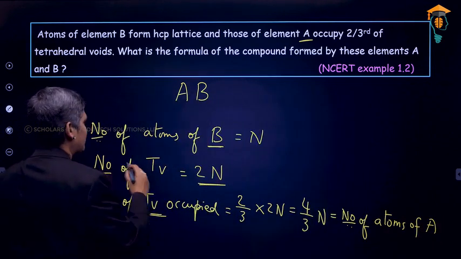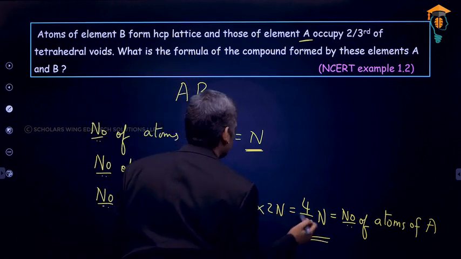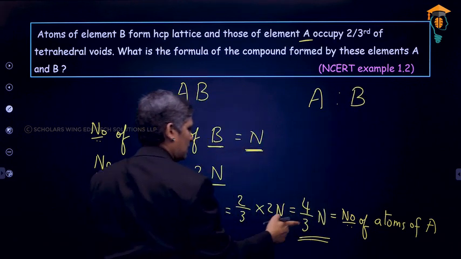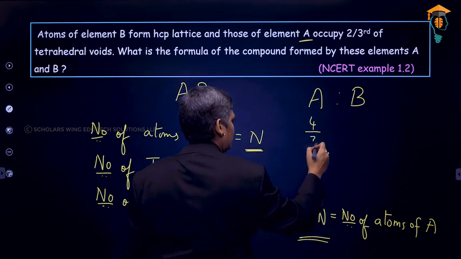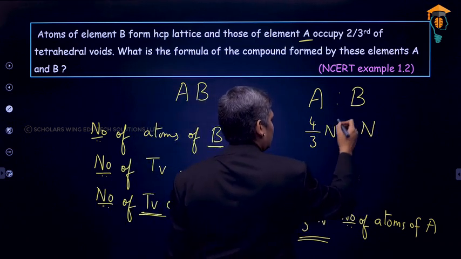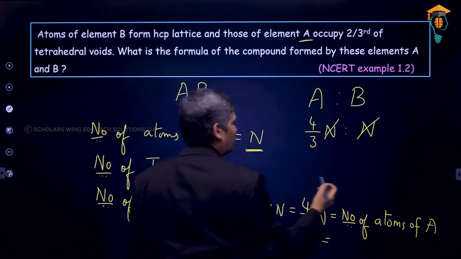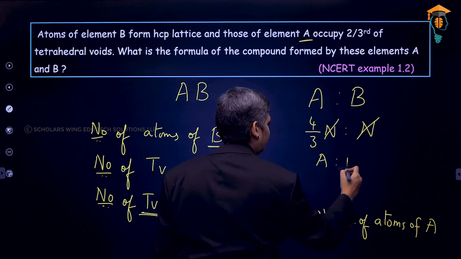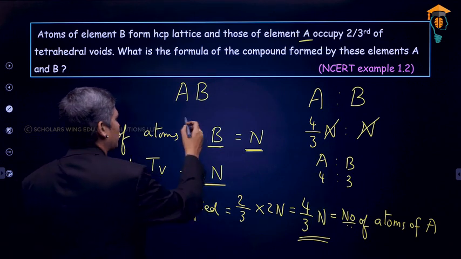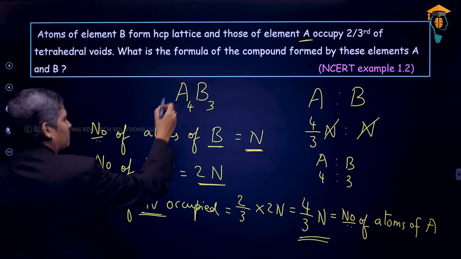Therefore, we got the number of atoms of B as n and the number of atoms of A as 4/3 n. So, if you take the ratio, A is 4/3 n is to n. So, cancelling out n, we have 4/3 is to 1. The simple ratio will be 4:3, isn't it? Therefore, the formula is A4B3. Did you understand? Good.